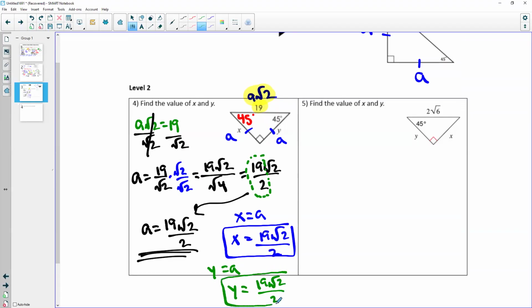Right? And so these are the problems that typically require more work when you have a square root in the denominator and you have to rationalize by doing this process here in blue. Okay? So let's look at another one. Let's look at number 5.